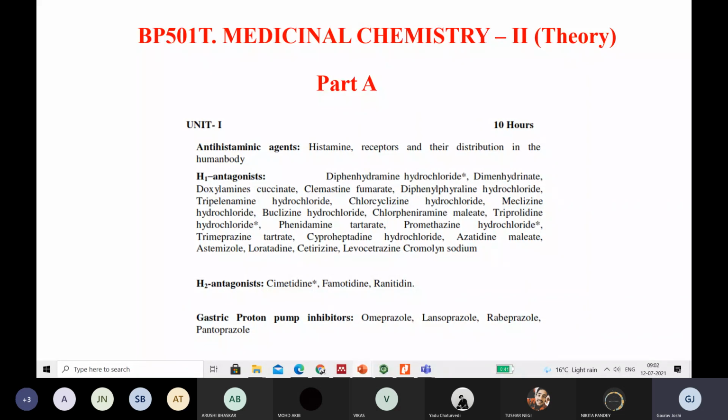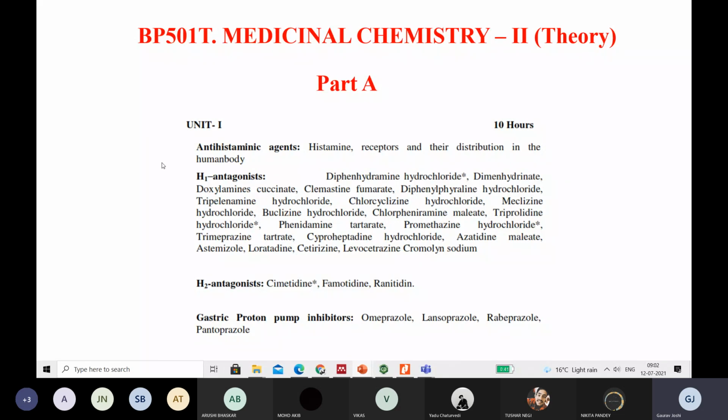Okay. So we have already discussed what is there in the syllabus for the fifth semester, right? So we'll be basically starting with the antihistaminic agents today. I'll be covering the first part today: what is histamine, what are the receptors, and how they are distributed in the body. Although I discussed this superficially in the introduction lecture, today I'll be going into the details.